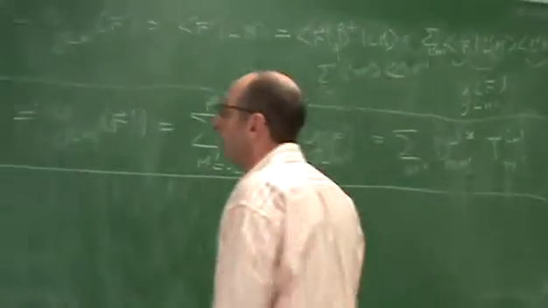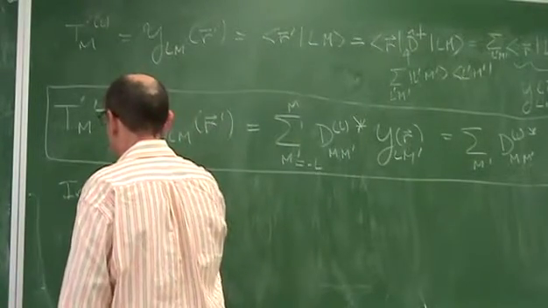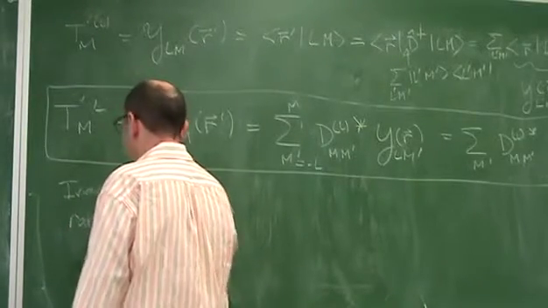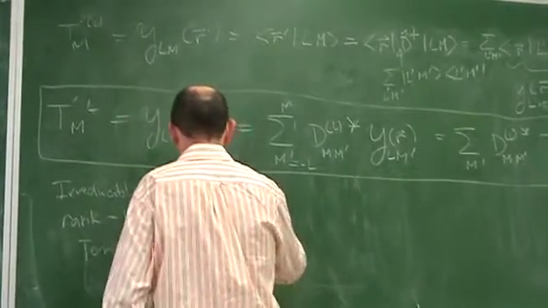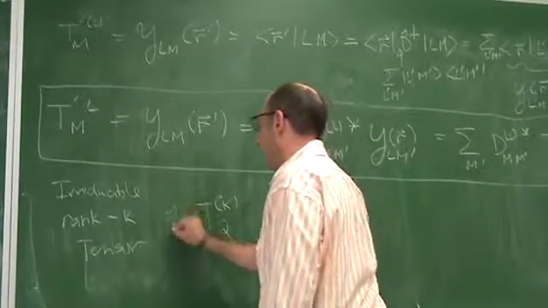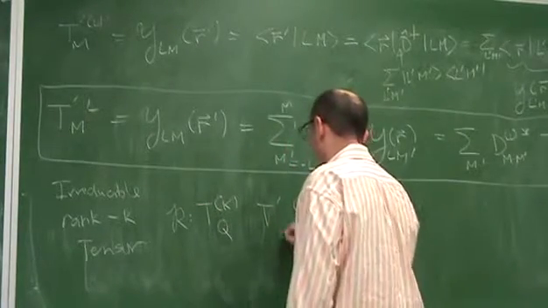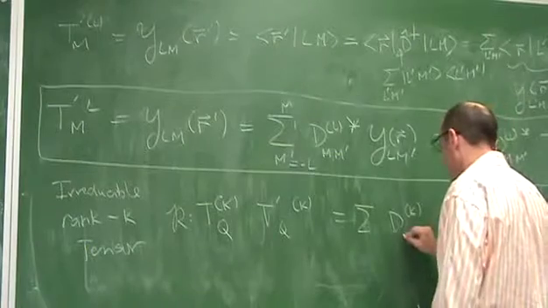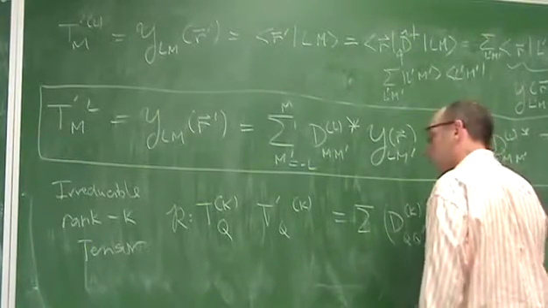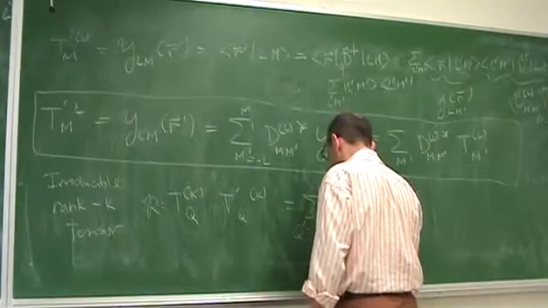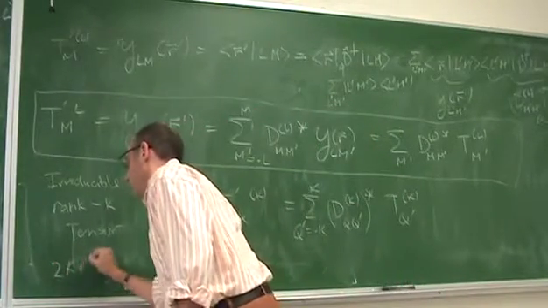And we say that an arbitrary irreducible rank K tensor in classical physics, and we have them in classical physics too, is an object such that if the rotated one has components which are related to the old components according to a rank K irreducible representation of SU(2), so this has 2K plus 1 components.